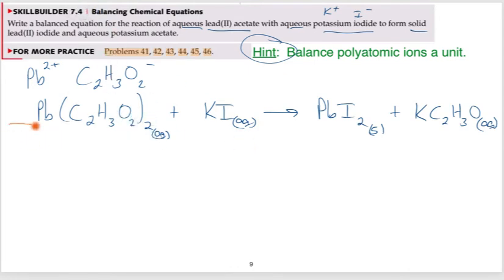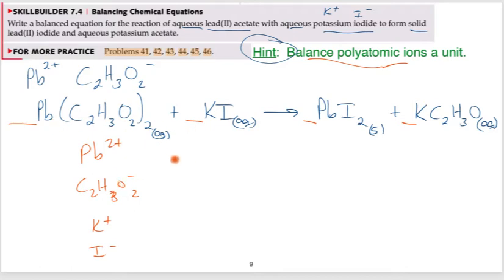So now we shift gears and now we want to change the front. If I just quickly run through this, notice a hint here: balance polyatomic ions as a unit, meaning the fact that acetate is acetate here and acetate is acetate here. So I don't want to break apart carbon, hydrogen, and oxygen separately. If you did that, could you balance the equation? You probably could, but it would be more painful than this.